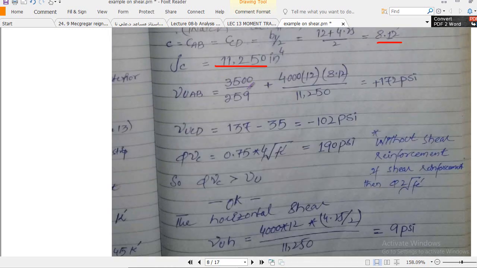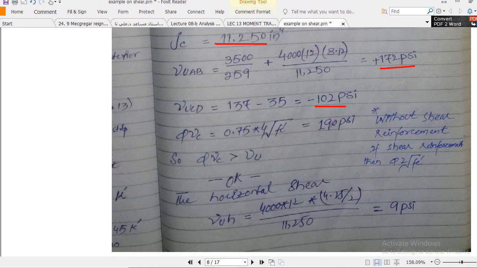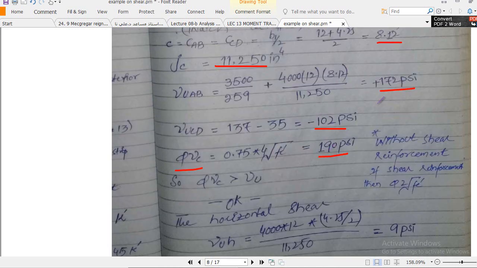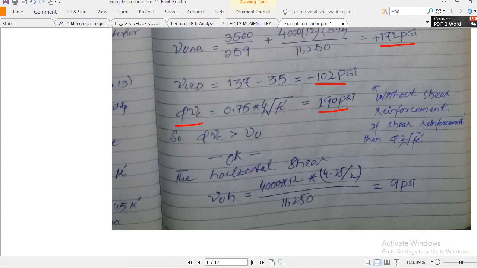Now you have to use again those equations, right? In this case we have vuAB is 172 while vuCD is minus 102. Again it is negative, and you have to find out your phi vc, which is 190 psi, and still 190 is more than 172. So that's why our design in shear is okay. We don't need shear reinforcement, right? If this phi vc is less than vu, then we will provide shear reinforcement in this layer.